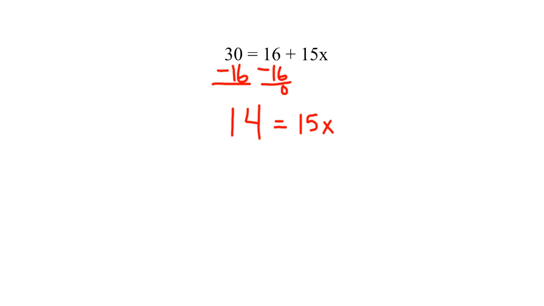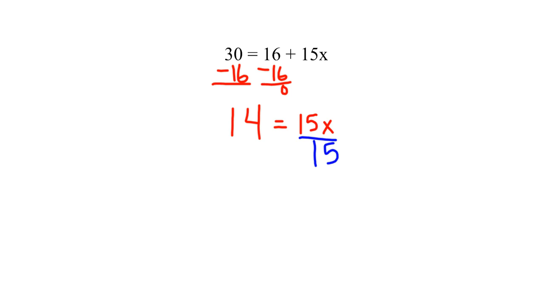Now you're looking at this and you're saying, well, I don't really know a number off the top of my head that I can multiply 15 by to get 14. I agree. So let's finish this out. We are multiplying 15 by x. We want to get x alone. The only way that we have to undo multiplication would be division. So to get rid of my times 15, I'm going to divide this right hand side by 15.